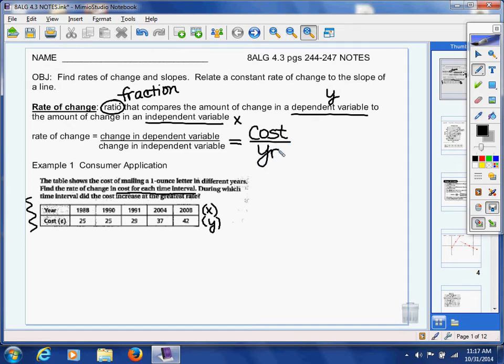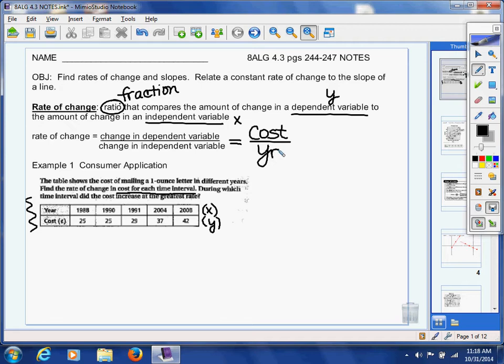Cost per year. What is that change in the cost over these time intervals, over these years, which could be a year apart, 2 years apart, 5 years apart, it just depends. So that's how we're going to set this up. We're going to do the change in cost, divided by the change in the number of years between 88 to 90, 90 to 91, 91 to 2004, and then 2004 to 2008. Those are the years we're going to track.